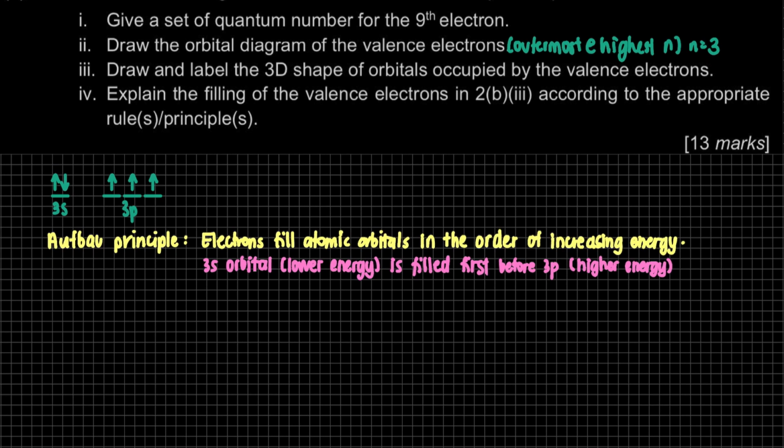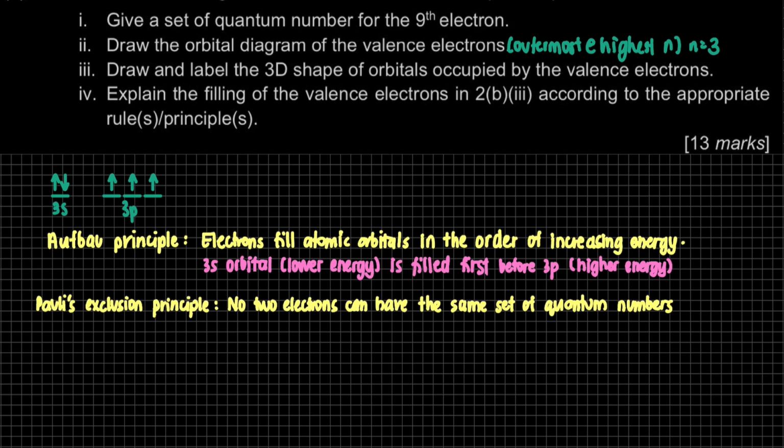Okay, the next rule that we're going to look at is Pauli's exclusion principle. It mentioned that no two electrons can have the same set of quantum numbers. So it means that for each electron, the n, l, m, s will be different. So each electron is unique, there are no two identical. So how do we relate back to the valence electron? In this case, we're going to look at the 3s orbital.